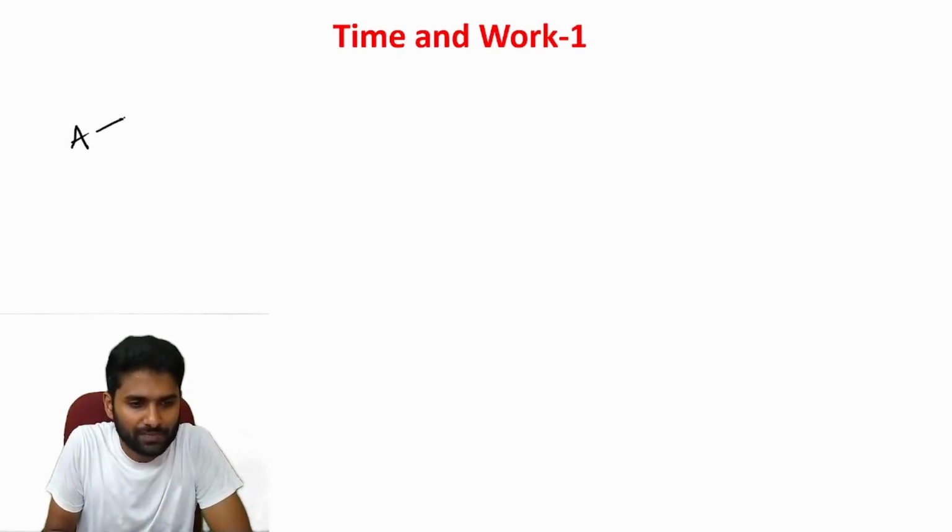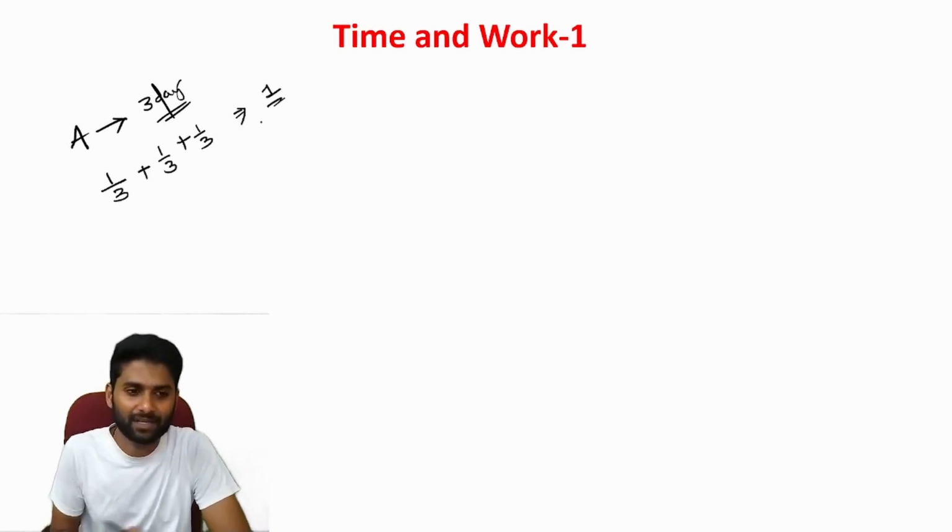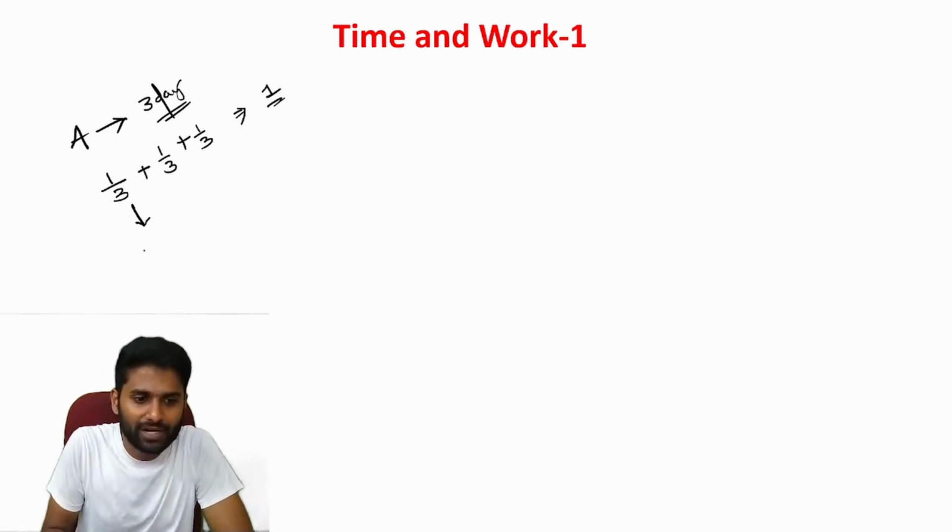Now here the question. A can do the work in 3 days. See what it means? A person completes the work in 3 days, so he needs to complete one third of the work every day. First day one third, second day one third, and third day also one third. Then the total work is completed in 3 days. Here you should understand the word related to per day.